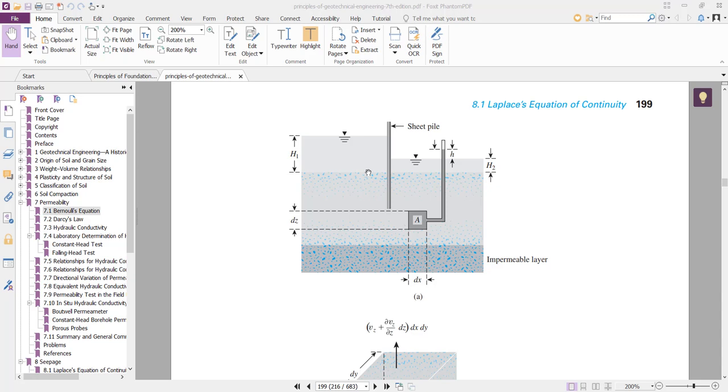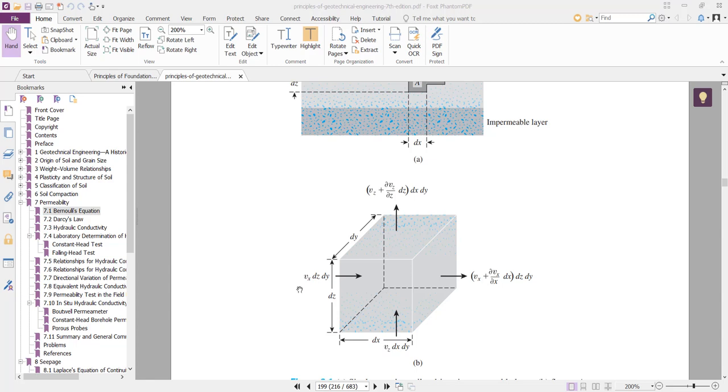If we take an element here, with dimensions dx, dz, dy, and the velocity here is vx, the quantity of the water is the velocity by the area. The area on this side is dz by dy. So the quantity of the water passing from this left side to the right side is q. So q equals velocity by area, where this is the velocity in the x direction and the area in x is dz by dy.